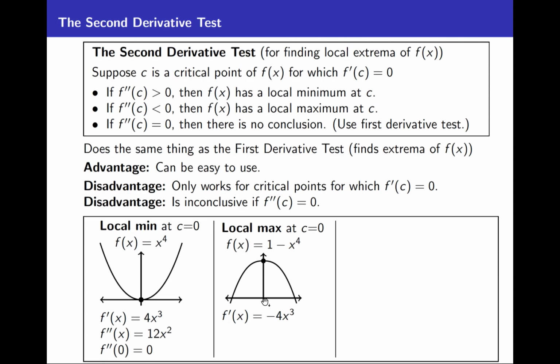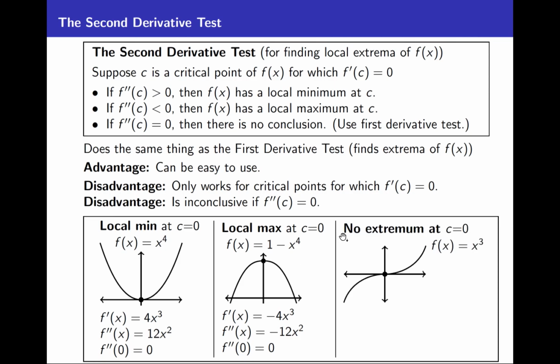Look at the derivatives. F prime of x is minus 4x cubed. F double prime of x is minus 12x squared. You plug in your critical number 0, f double prime of 0 equals 0. So in both cases, we got f double prime of c equals 0. In the first case, we had a local minimum. In the second case, we had a local maximum. So you see how it's working? If you get 0, you could have either a local max or a local min, depending on what your function is. There's no way to make a real conclusion.